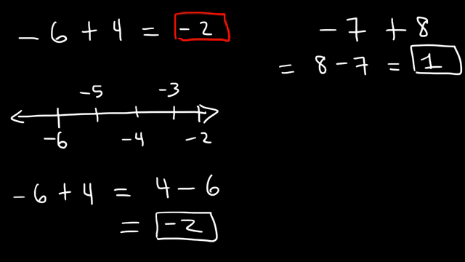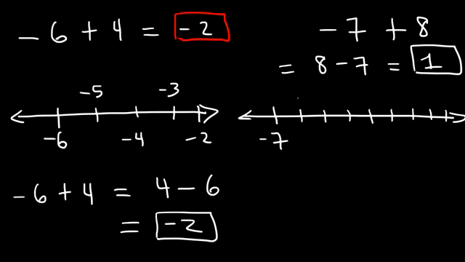But let's use the number line to confirm it. So let's start with negative 7 and let's travel 8 units to the right since we're adding 8 to negative 7. 1, 2, 3, 4, 5, 6, 7, 8. This is negative 6, negative 5, negative 4, negative 3, negative 2, negative 1, 0, positive 1. So negative 7 plus 8 is positive 1.